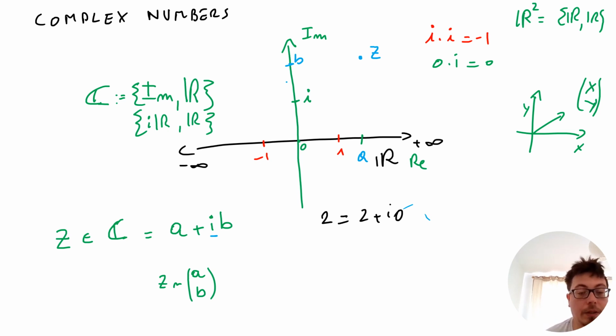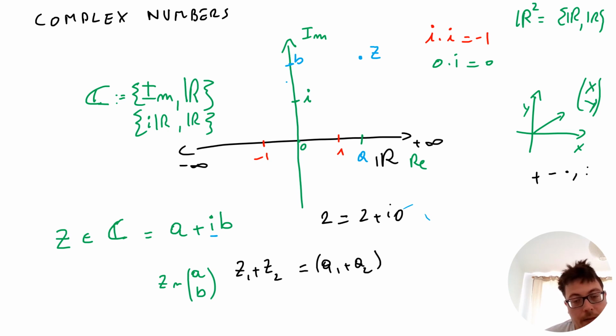But this is interesting because we need to deal with plus, minus, dot, and division. So how do you sum two complex numbers? Easy. You sum the two real numbers as you would do, because otherwise it wouldn't work for real numbers, plus i, you sum the two imaginary numbers together. You know that we can sum imaginary numbers together. We did it up here.